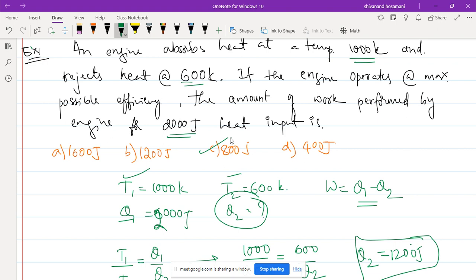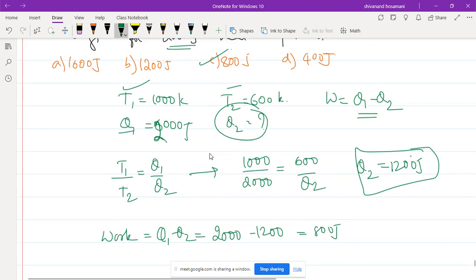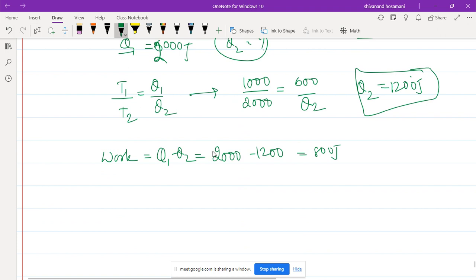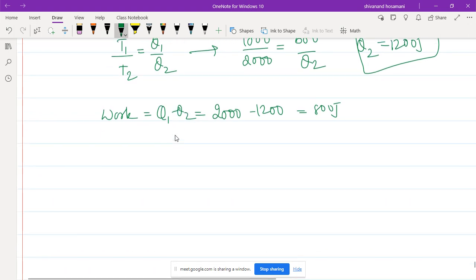Here is another problem asked in NET. A reversible Carnot engine is operated between temperatures T1 and T2, where T2 is greater than T1, with photon gas as the working substance. Actually T1 should be greater than T2, but here T2 is greater than T1. This is the question asked in NET.